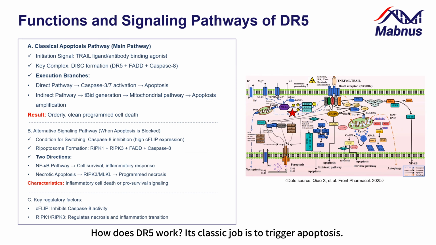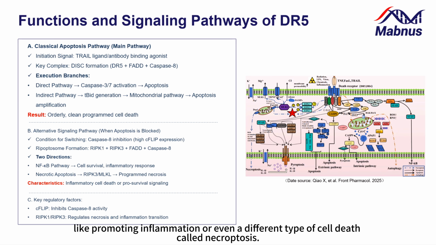How does DR5 work? Its classic job is to trigger apoptosis. When its natural ligand TRAIL or an activating antibody binds, DR5 proteins cluster. This recruits an adapter protein called FADD, forming the death-inducing signaling complex, or DISC. The DISC then activates an enzyme called caspase-8, launching the irreversible cell death program. However, if this apoptosis pathway is blocked, DR5 signaling can sometimes switch to non-death outcomes, like promoting inflammation or even a different type of cell death called necroptosis.